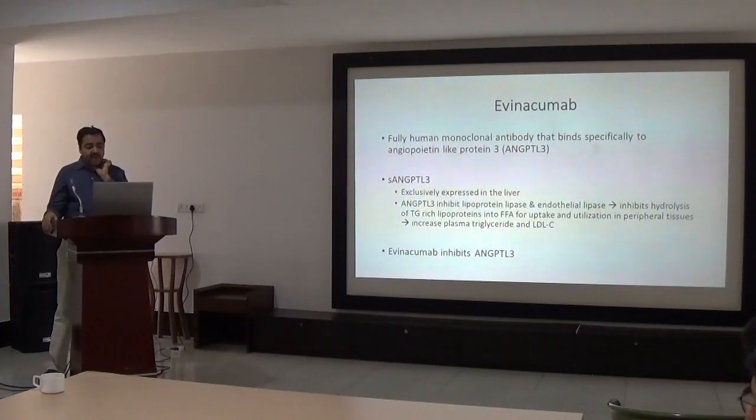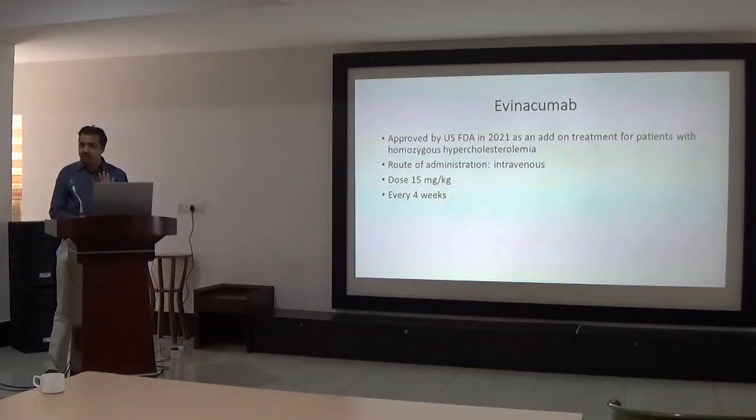Evinacumab, that is an angiopoietin-like protein 3 inhibitor, it inhibits lipoprotein lipase. And by doing this, it inhibits hydrolysis of triglyceride-rich lipoprotein into free fatty acids, so that it increases plasma triglyceride LDL level. This LDL can be again taken up by the liver and degraded. But again, this is in phase 3 trial, clinical data not yet available. The route of administration is intravenous, dose 15 mg per kilogram every 4 weeks. Approved not by the US FDA, but in the USA, the insurance system approves it for certain cases.